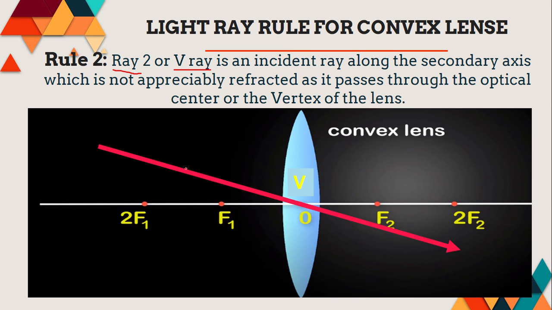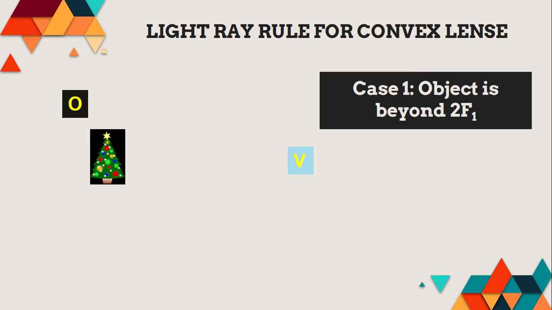So, ray 2, our secondary axis, just goes through our optical center. That is always its path. You notice the other one, rule 1, is here, then it passes through the focus. Alright? So, let us use that.